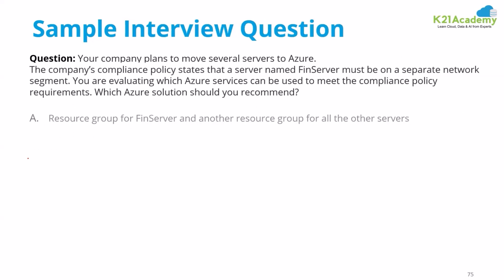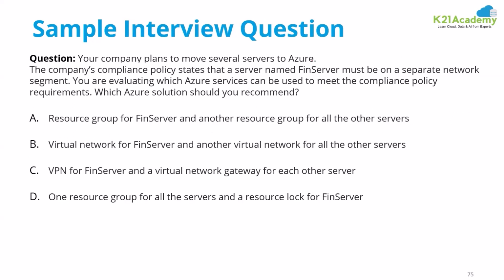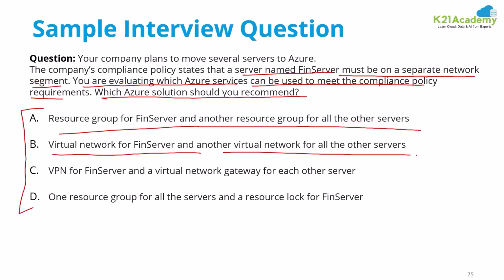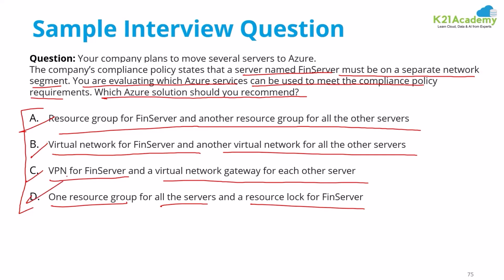One more question, guys. Your company plans to move several servers to Azure. The company's compliance policy states that the server named fin server must be in a separate network segment. You are evaluating which Azure service can be used to meet this compliance requirement. What should you recommend? A resource group for fin server and another resource group for all the other servers; a virtual network for fin server and another for all the other servers; a VPN gateway for fin server and another VPN gateway for all the other servers; or one resource group for all the servers and a resource lock for fin server. What do you think? What should be the answer? A, B, C, or D?